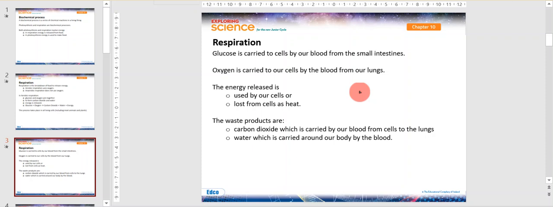The waste produced is carbon dioxide, which is carried by our blood from the cells to the lungs. That carbon dioxide produced after respiration goes back into the blood and is carried to our lungs, and we breathe it out. The water is carried around our body by the blood as well. Excess water we breathe out as water vapor, and the rest is carried around our body by the blood.